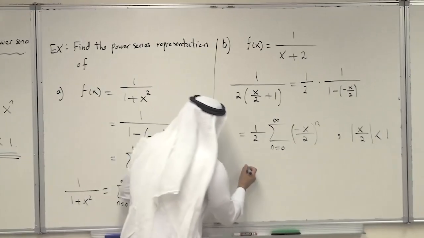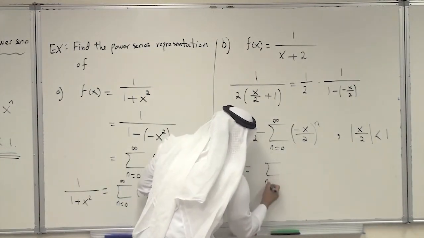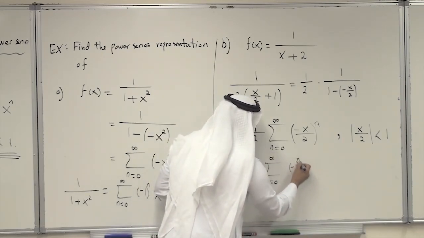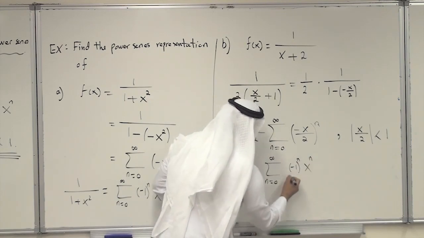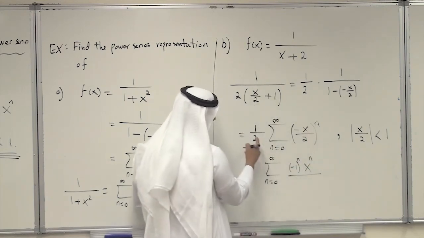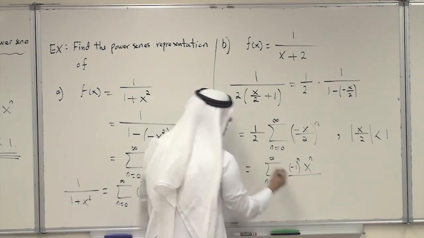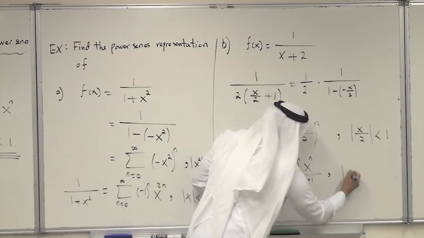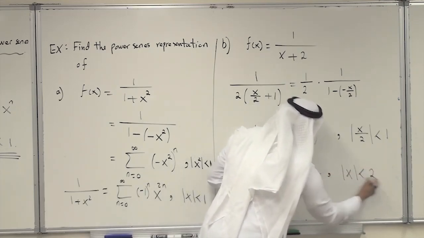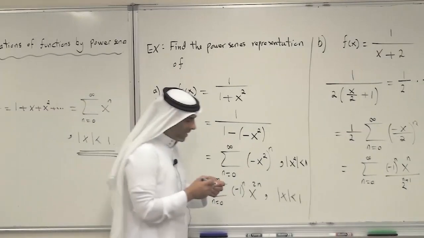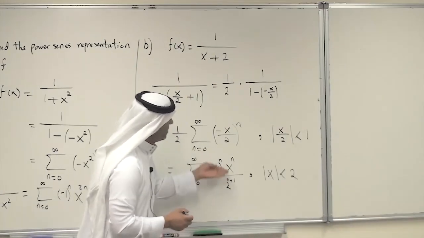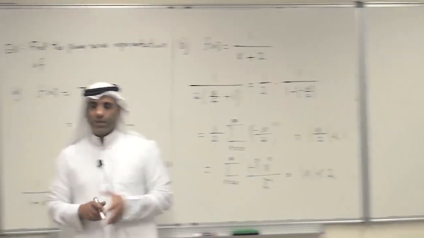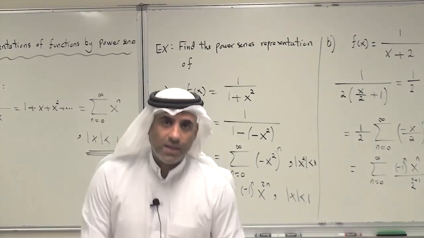So let us simplify more. This will be equal to the sum from n equal to 0 up to infinity of minus 1 to the power n, x to the power n divided by, of course here I have 2 to the power n, but I have also 1/2 outside, so this will be 2 to the power n plus 1. The radius of convergence in this case will be 2, because I have absolute value of x less than 2. You can see now clearly that these are the coefficients of the power series. This is a power series centered at 0, whose radius of convergence is equal to 2. More examples will be given now.